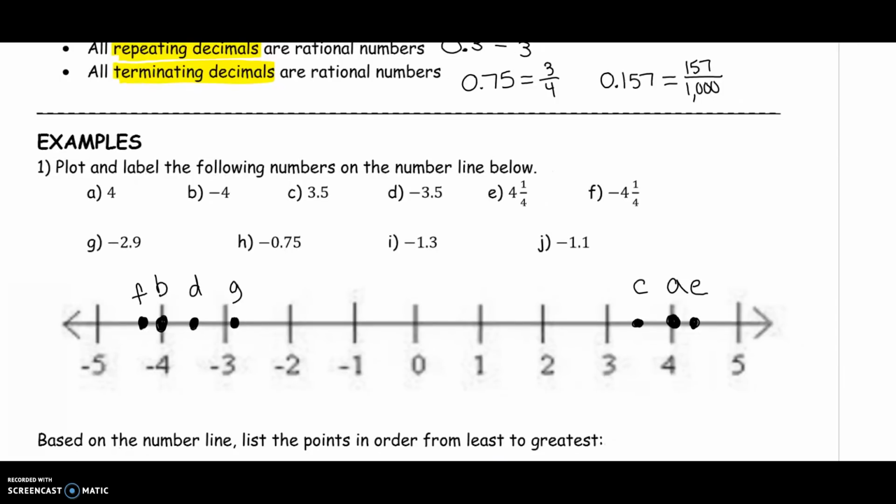Okay, H says -0.75. If it were positive 0.75, that falls between 0 and 1. So we know -0.75 falls between 0 and -1. And again, it would be closer to +1 if it were positive. So it's going to lay 3/4 of the way towards -1.